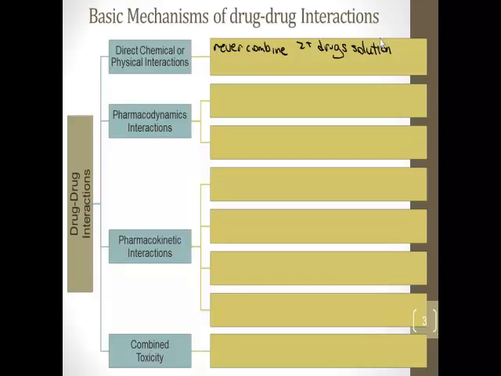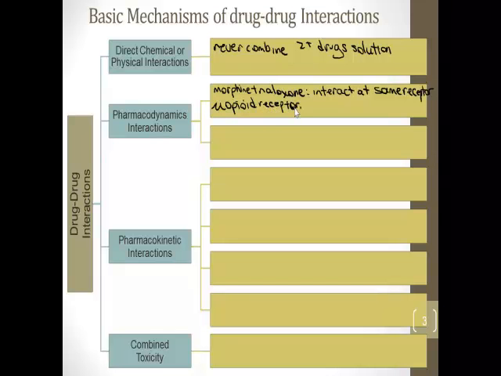The second thing is that you can have pharmacodynamic interactions, and this is what happens in the last example with morphine and naloxone. So what happened is those 2 interact at the same receptor, which is the mu opioid receptor.